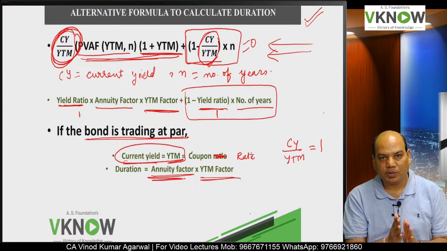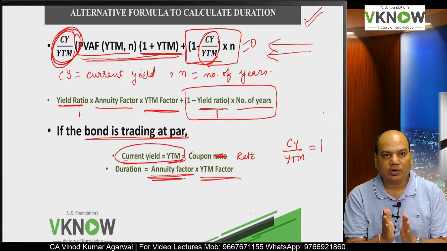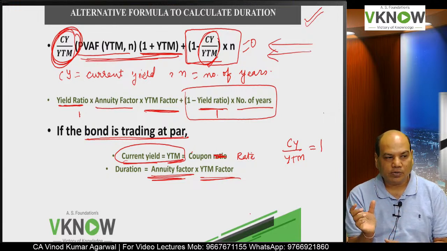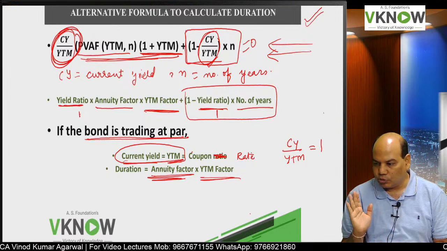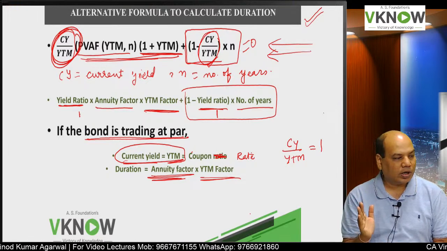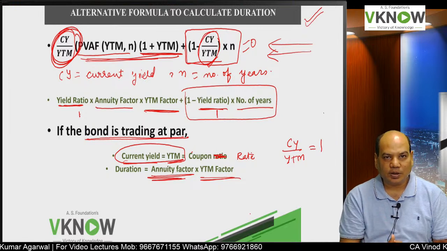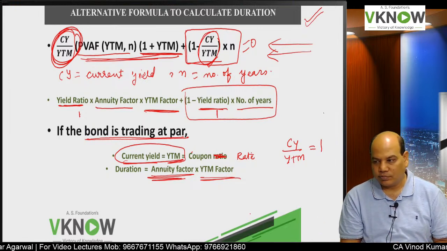Annuity factor will be present value annuity factor for given YTM and number of years, and YTM factor means 1 plus YTM. So in one question I am going to use this shortcut where I am sure that the bond is trading at par, so it will save time for me. Is it right?